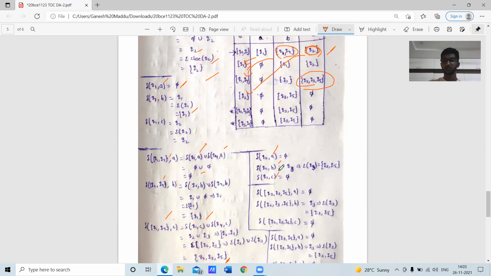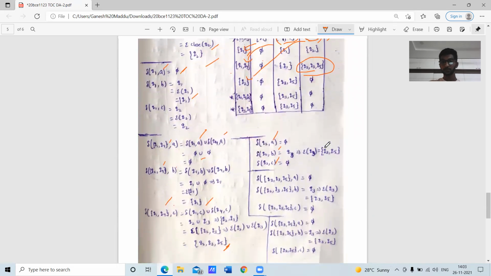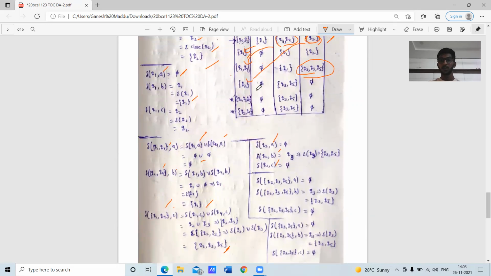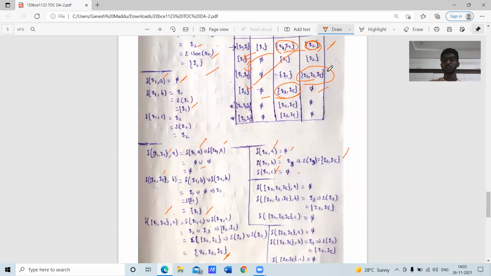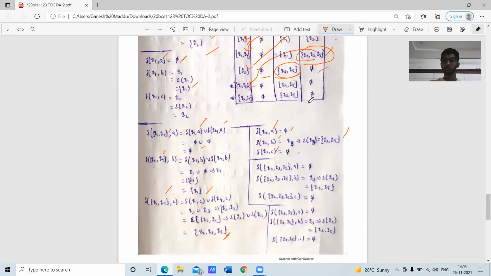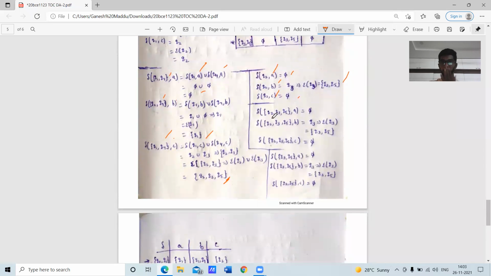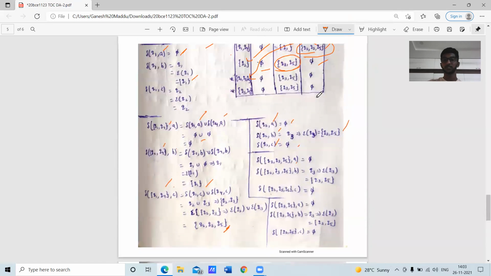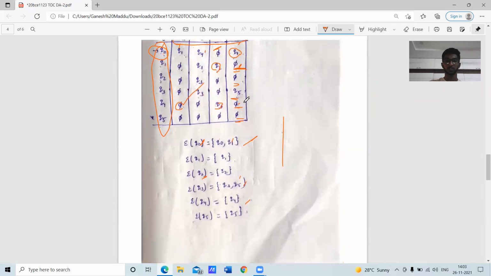Check the input symbols again here. The results we got are ϕ, Q2, Q3, ϕ and ϕ. So just write that here, and we get another extra state. So we have two extra states, this and this. First write the input symbols for this: Q2, Q3, Q5.